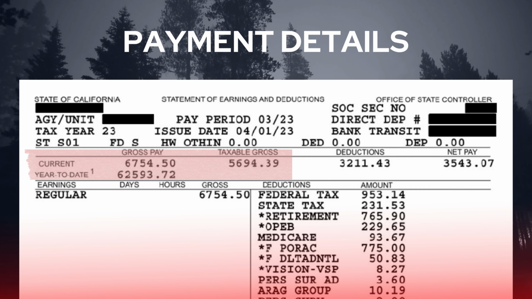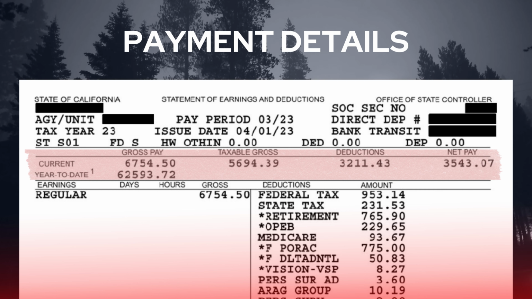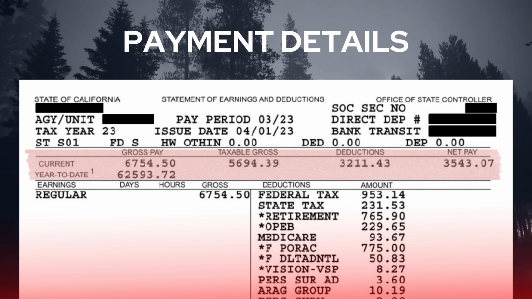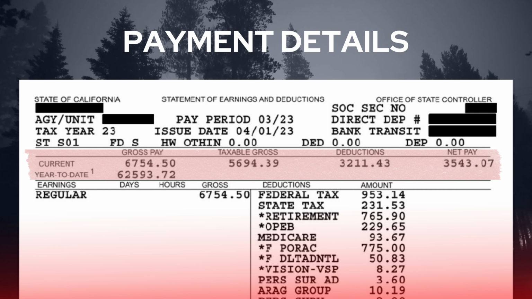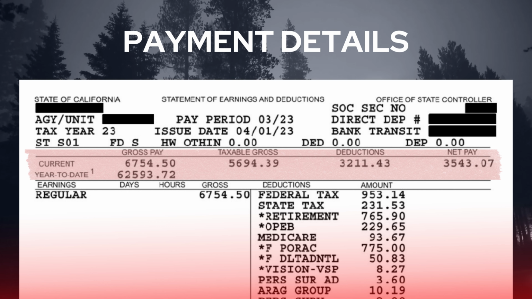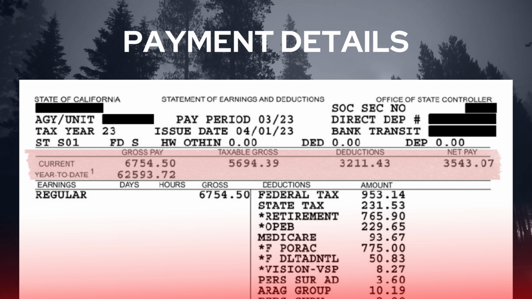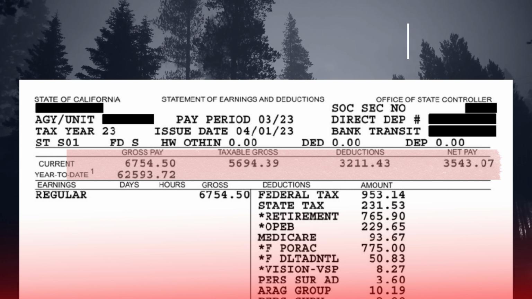Next are the payment details. This section includes the gross pay, which is the total amount paid for the month, taxable gross income, deductions, and net pay, which is the take-home amount after taxes and deductions. This section also includes the year-to-date gross pay amount.